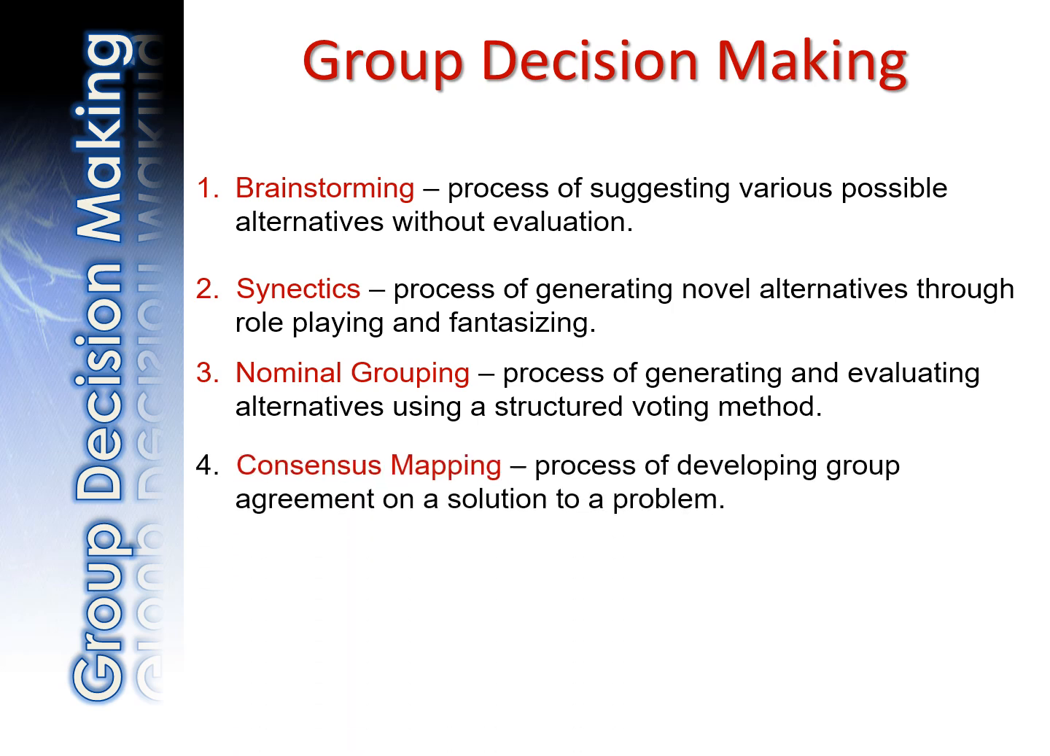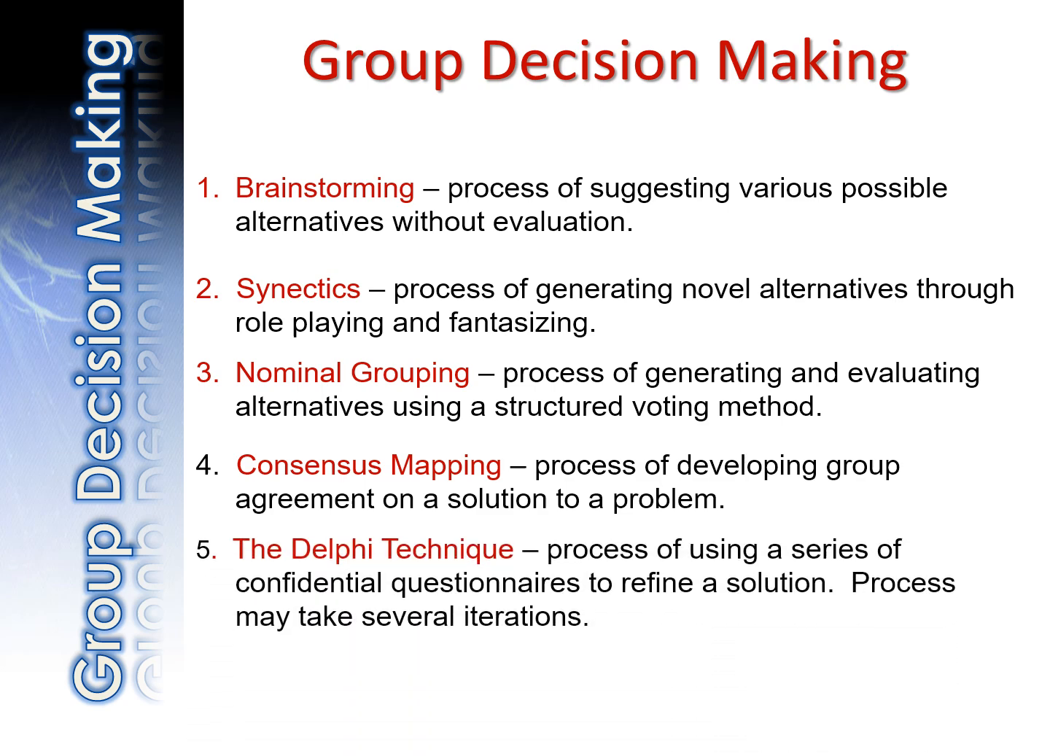Nominal grouping is a process of generating and evaluating alternatives using a structured voting method. Consensus mapping is the process of developing group agreement on a solution to a problem. And the Delphi technique is a process of using a series of confidential questionnaires to refine a solution. But this process could take several iterations.